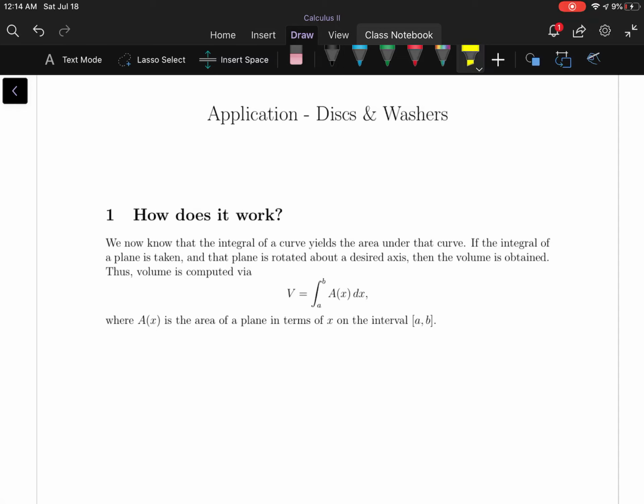To find volume, you are integrating a bunch of areas. And since we are using disks, you could think of that as an area of a circle. And if it's a washer, it's the area of a circle minus the area of the smaller circle inside. And you'll see examples of both of these in just a few minutes.